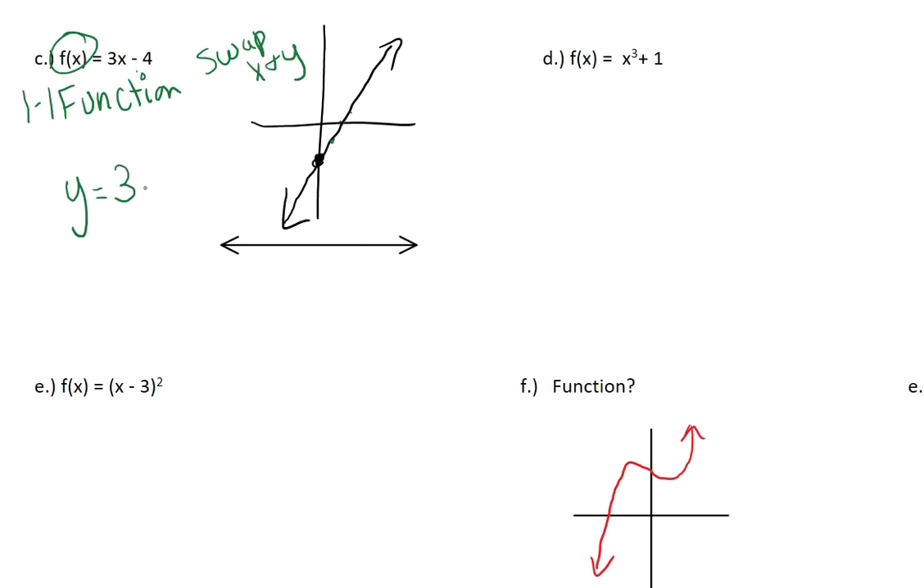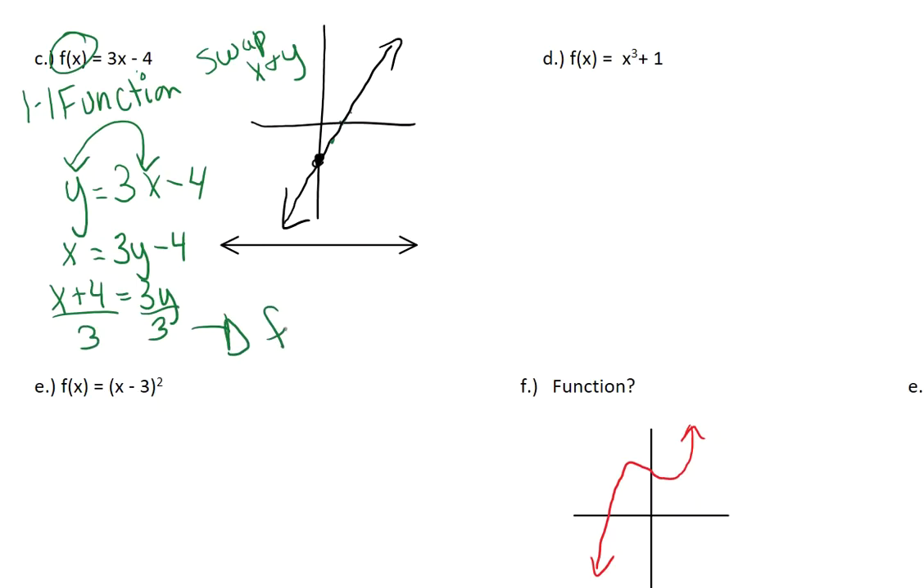really kind of what it stands for. So y equals 3x minus 4. We're going to exchange the x and the y. So x equals 3y minus 4. And now I'm just going to solve for the y. x plus 4 equals 3y. We can divide by 3. So the inverse function of f of x equals (x plus 4) over 3.